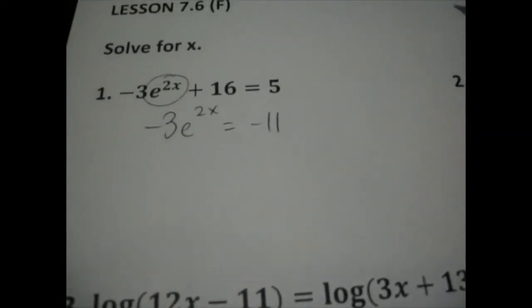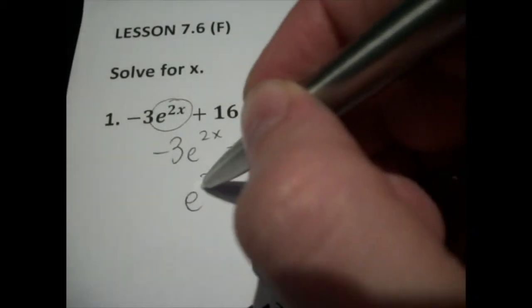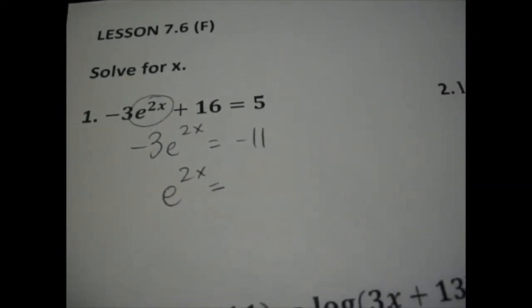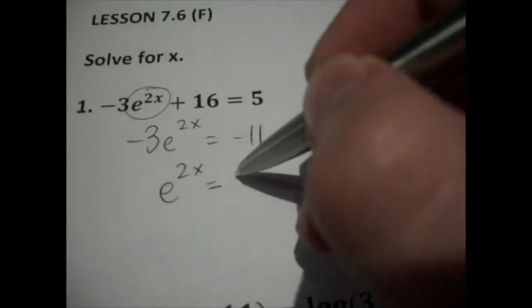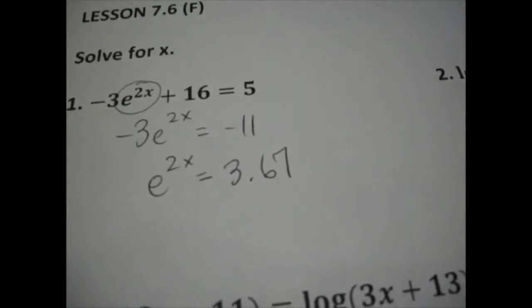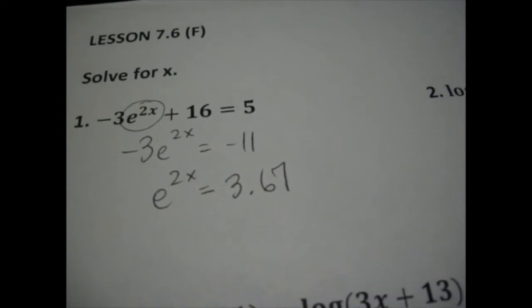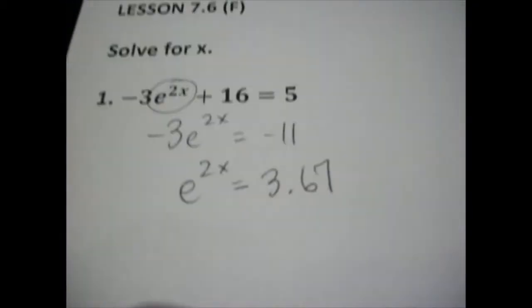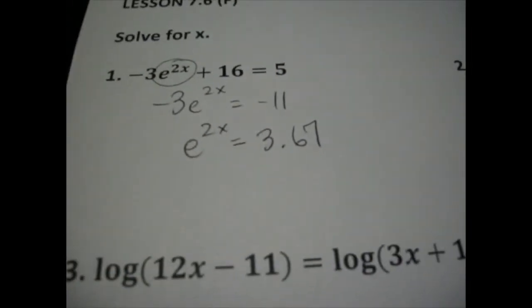I'm going to divide both sides now by negative 3. So negative 11 divided by negative 3 gives me 3.67, but I'm going to keep that number on the calculator. Okay, so I'm not going to clear it or anything. I'm not going to retype it.